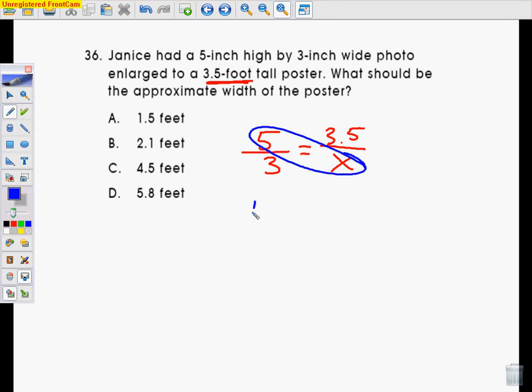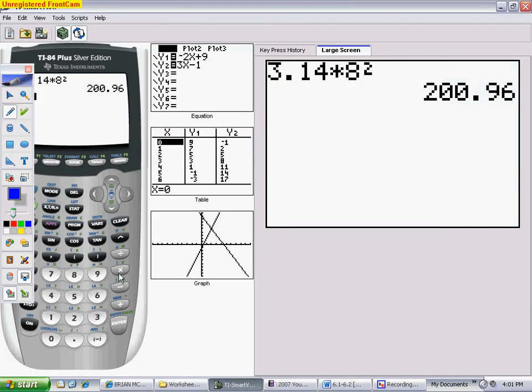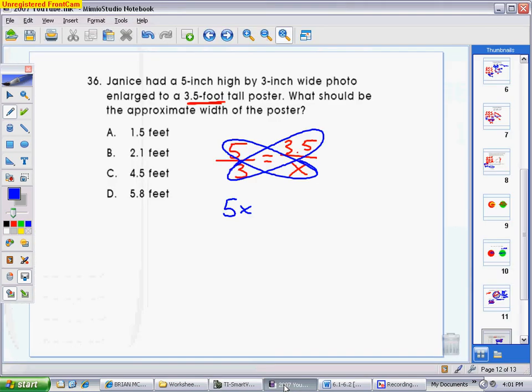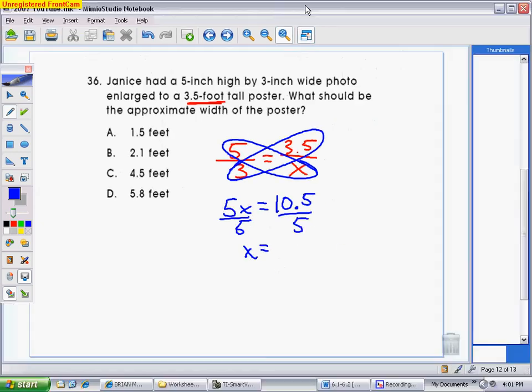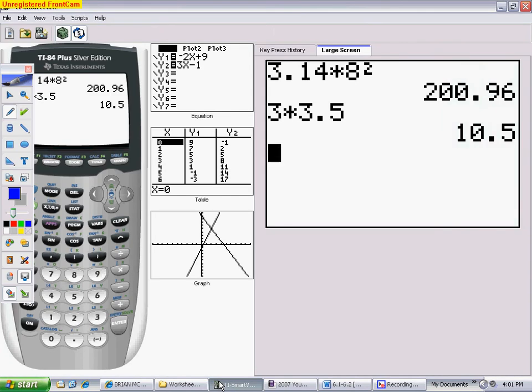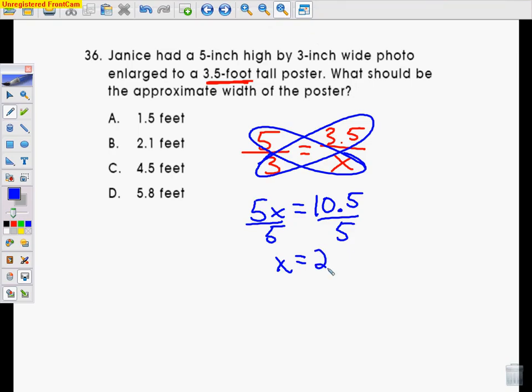What's 5 times x? Well, that's 5x. What's 3 times 3.5? Well, let's see. 3 times 3.5 equals 10.5. So we get 5x equals 10.5. And then we can solve for x by dividing by 5 on both sides. So x equals 10.5 divided by 5, which equals 2.1. So we get x equals 2.1. And there we are, 2.1 feet.